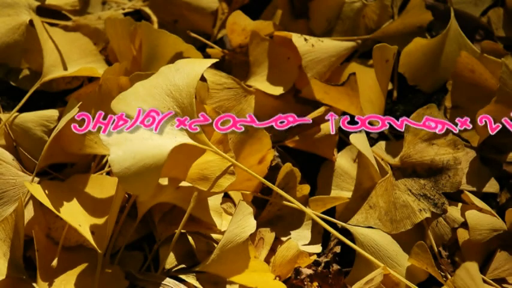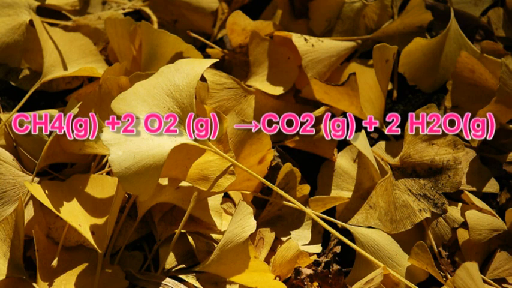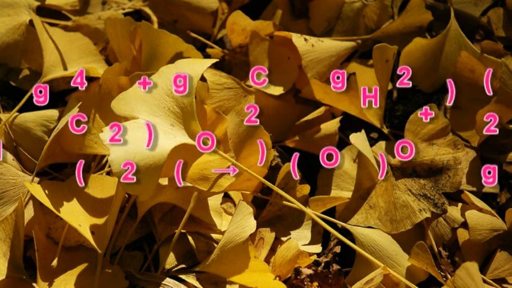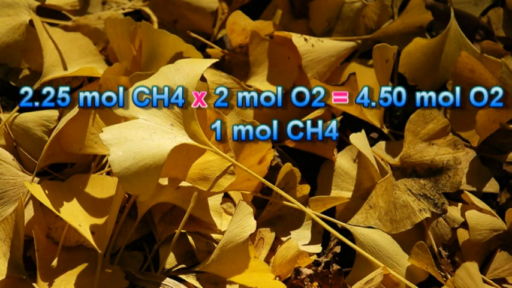Consider the complete combustion of natural gas. Methane, CH4, reacts with oxygen to give off carbon dioxide and water. The coefficients indicate that 1 mole of methane reacts with 2 moles of oxygen. Suppose we wanted to find out how many moles of oxygen react with 2.25 moles of CH4, we can set up the problem as follows.